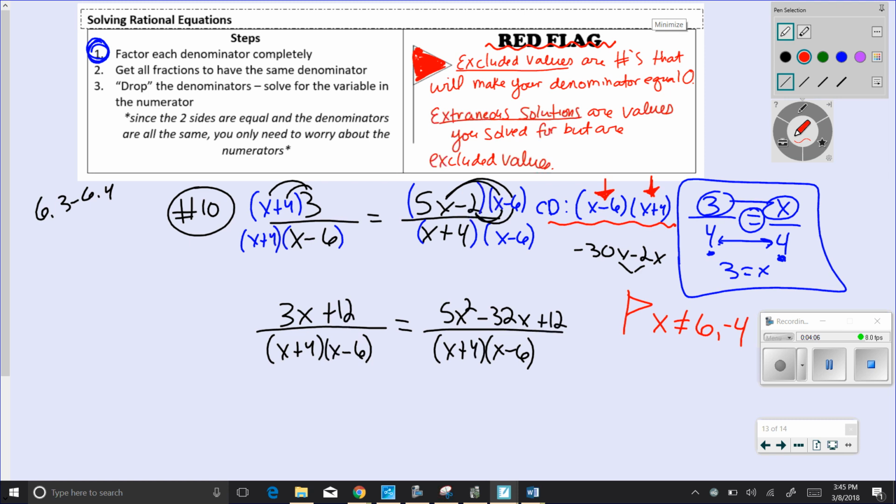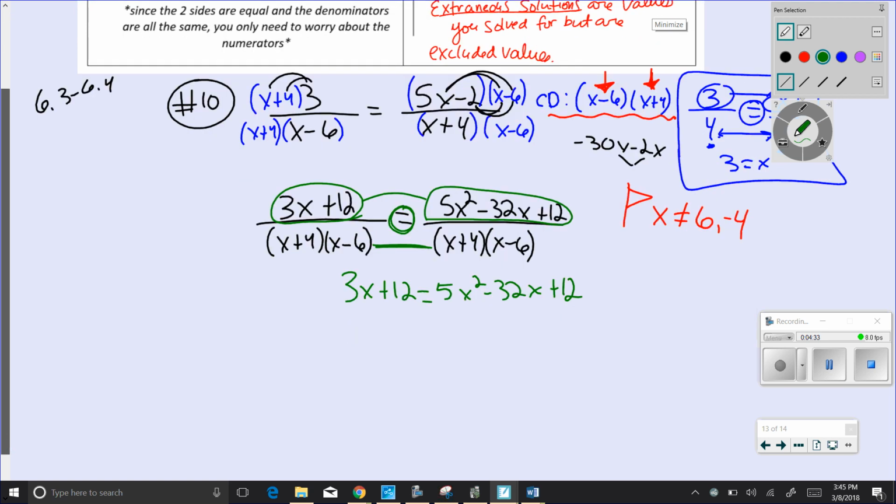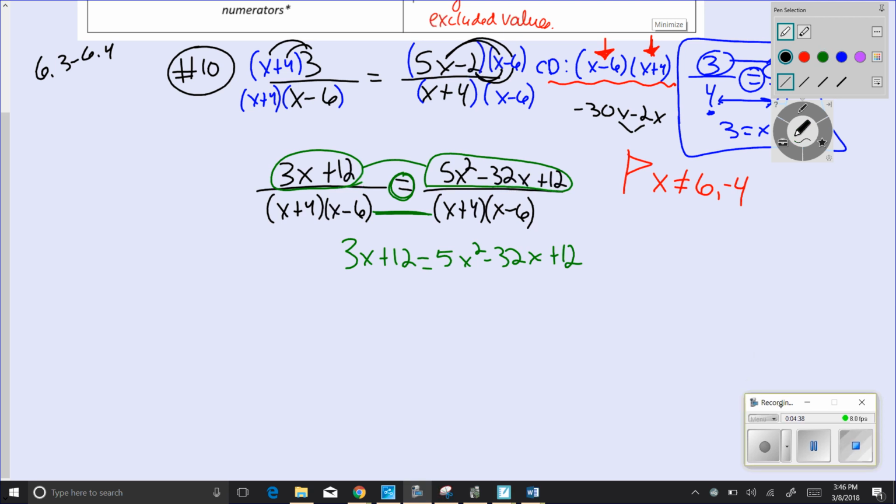Back to the problem, we have these two fractions. I have one single fraction equaling another single fraction. The denominators are equal, which means that your numerators must be equal. So we're going to drop our denominators and only deal with our numerators. Now we're looking at this equation, and this is a quadratic. A quadratic equation is anytime you have an x squared and an x, which we have.